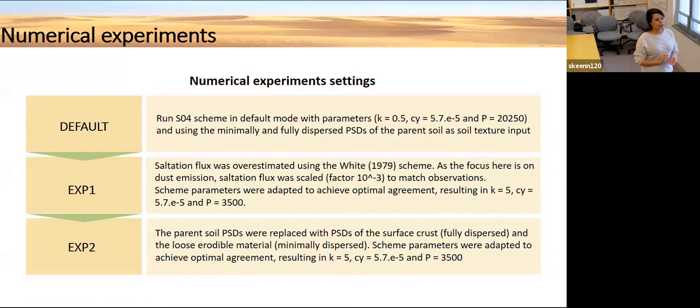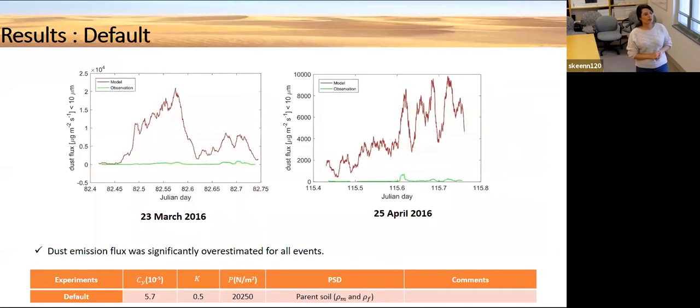And then for the third experiment, we tried to have a better representation of particle size distribution by replacing minimally and fully dispersed particle size distribution with the LEM and crust PSDs. So the results showed that when we were running dust emission just using the default setting and using the parent soil minimally and fully dispersed particle size distribution, the dust emission flux was significantly overestimated for all events.